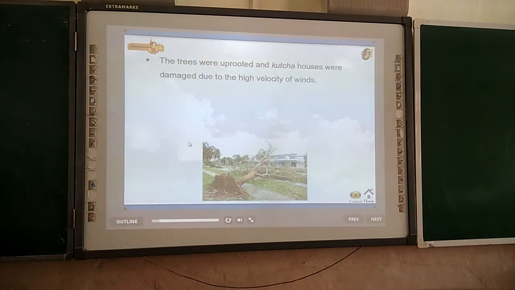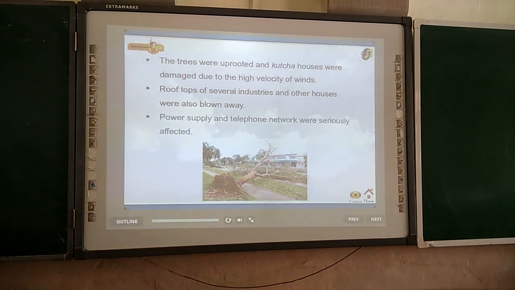The trees were uprooted and Kacha houses were damaged due to the high velocity of winds. Rooftops of several industries and other houses were also blown away. Power supply and telephone network were seriously affected.